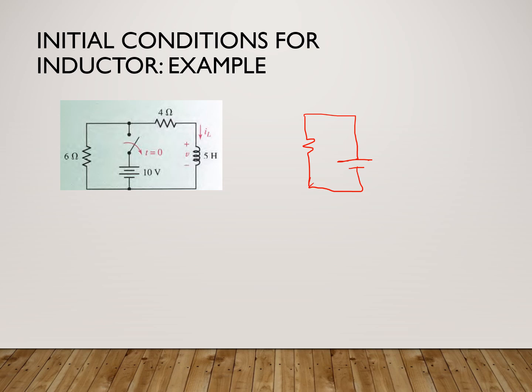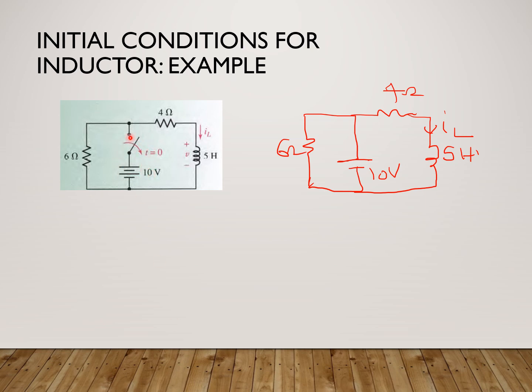Before time t equals 0, the switch was closed and we had a circuit like this. Suppose I want to find the initial current through the inductor, which is IL. I have a 6 ohm resistance here, a 4 ohm resistance here, and a 10 volt voltage source. The switch gets opened at time t equals 0.